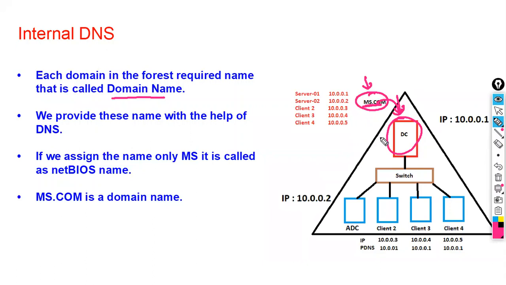This name is provided by the DNS service. So we provide this name with the help of DNS. If the DNS is not there, we can't provide the names. So this is the work of internal DNS, to provide the names to the domain controller. If we assign the name only MS, it is called a NetBIOS name. If you provide the name only MS without any extension, it is called a NetBIOS name. And if you provide the name like ms.com, MS with extension, it is called a domain name.